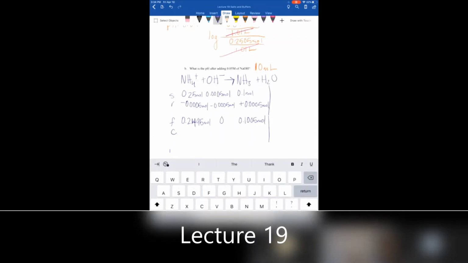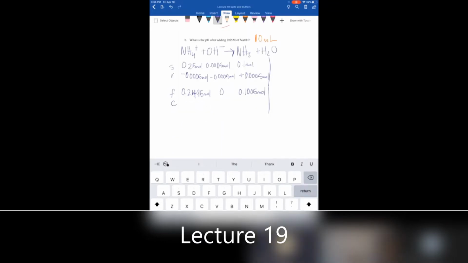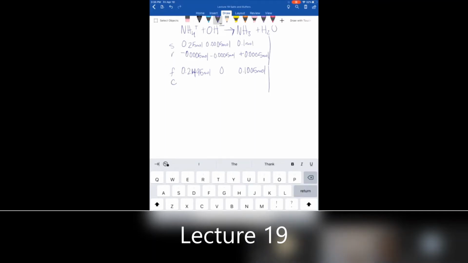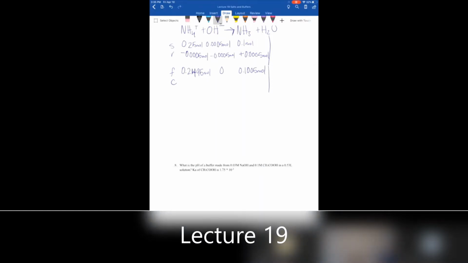Like when I learned the SRF table, it was just SRF. There was no C at the end, just SRF. That's why you call it the SRF table, because the C wasn't always there. Yeah. So you could do your pH equals your pKa plus log of base moles over acid moles. And you'll get, so you do the log 0.105 divided by 0.